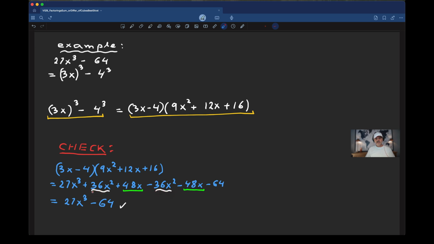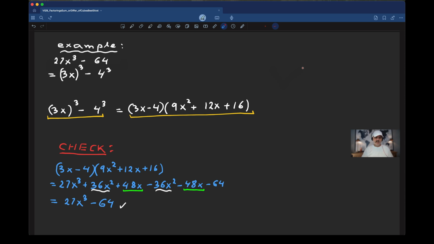One is 36 with positive sign times x squared. The other is negative 36 with negative sign. So 36 minus 36 is 0. Similarly for the 8x and negative 48x. So I have canceled those 4 terms. I shrank this statement into 2 and I'm back to 27x cubed minus 64, which is what I had in the first place. So we can say the question is done correctly.